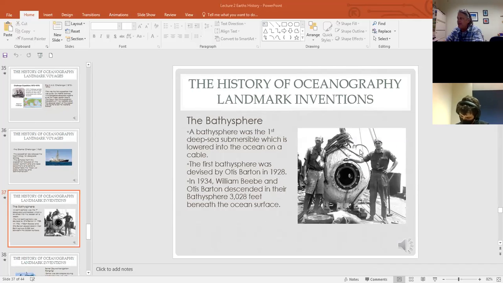Here's the first bathysphere that made it deep, in 1934, to the bottom of the ocean, not Challenger Deep, but over 3,000 feet deep, by William Beebe. Barton invented the bathysphere, although diving bells were used as early as Aristotle's days, where they put a glass bell over somebody and put them underwater, and they had a little bit of air, but they couldn't go deep, obviously, but you could make observations.